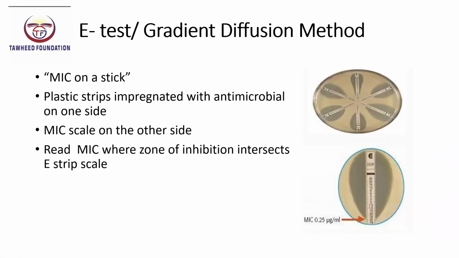Next is E-test, which is by gradient or diffusion method. It will be done on a MIC strip. Plastic strips are impregnated with the antimicrobial on one side and an MIC scale on the other side, and then you read the MIC where the zone of inhibition intersects the E-strip scale.